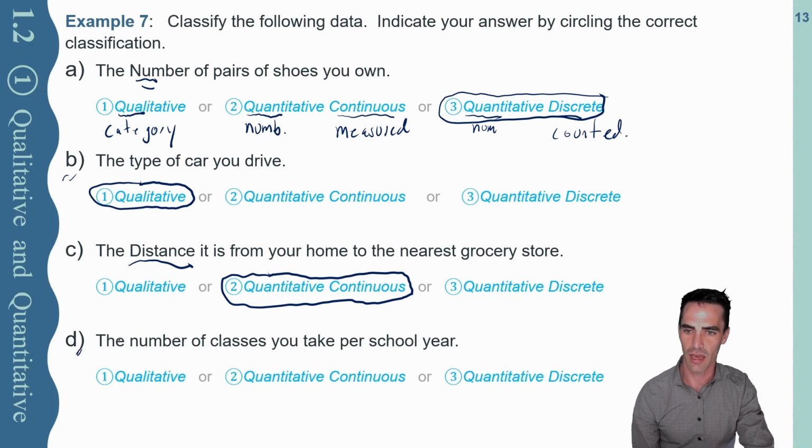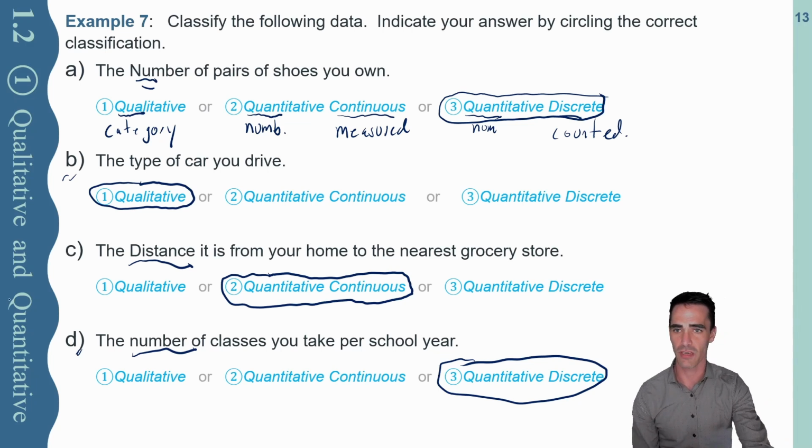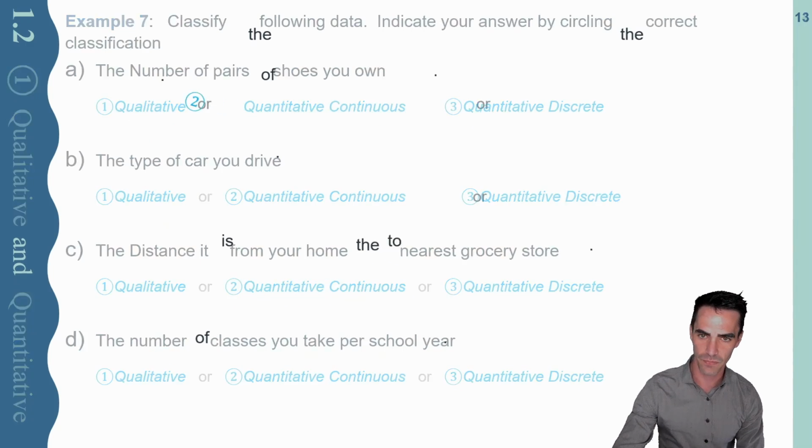Last one here, I have the number of classes you take per school year. Again, number, something that's counted. We're thinking quantitative, discrete. So again, big deal, because oftentimes we're interested in gathering data or using it. If it's something like qualitative, then it limits our scope of what we can study. So that's why it's important to understand the difference in these classifications.